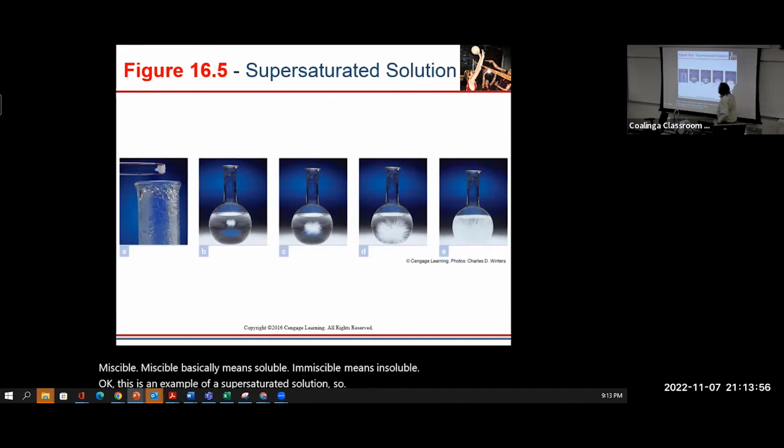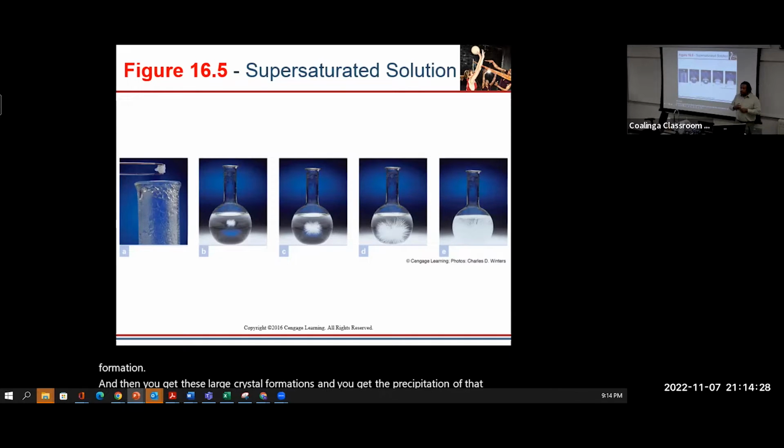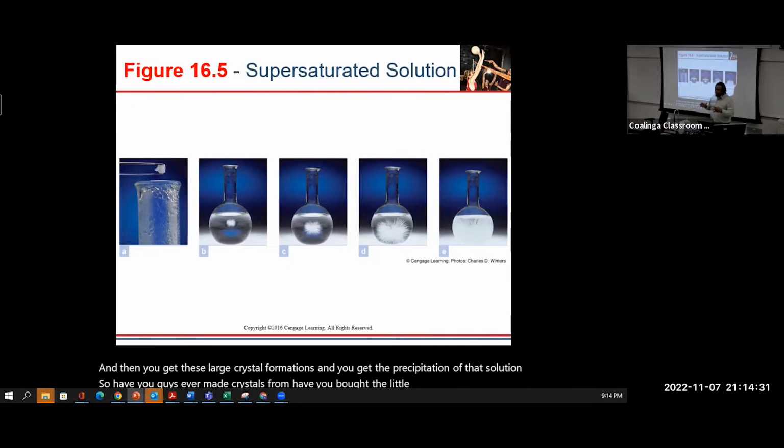This is an example of a supersaturated solution. So this solution was heated up. It's beyond saturation. Now they took it off the flame. So now, as soon as they drop a small little crystal, it causes crystallization. You get crystal formation, and then you get these large crystal formations, and you get precipitation of that solute. Have you guys ever bought the little kit to make crystals? That's essentially what it is. You're just basically using a supersaturated solution.